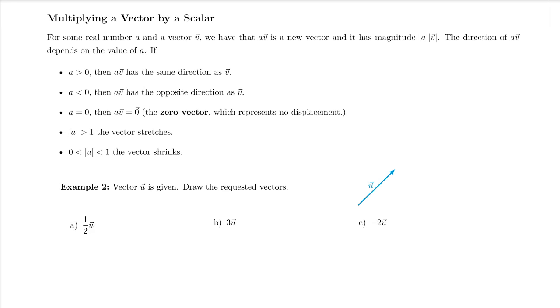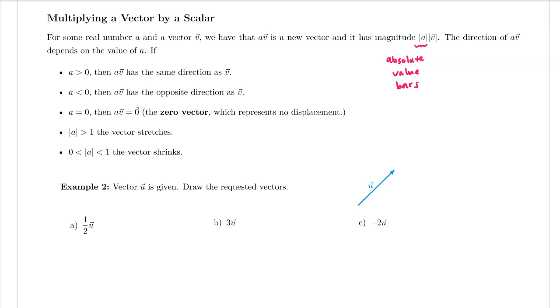So just know that these here for a are absolute value bars. And we'll talk about later in the video how we find the magnitude of a vector. The direction of the vector av depends on the value of a. So let's go through the different scenarios.